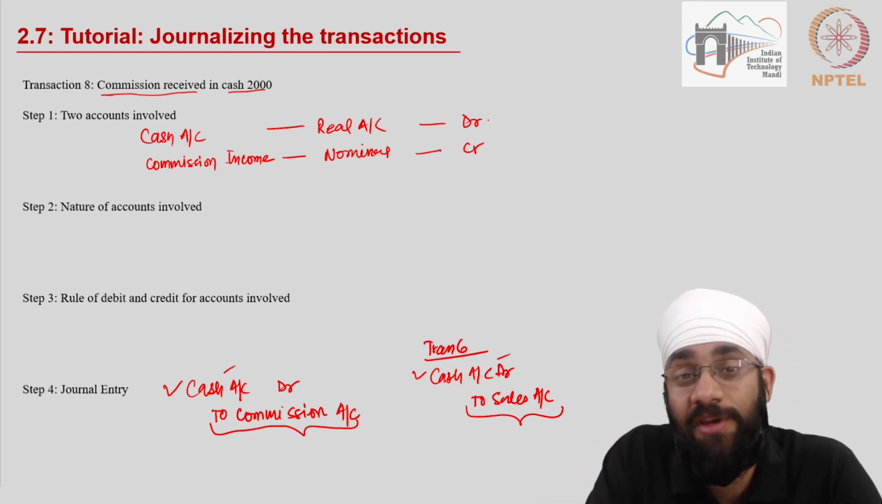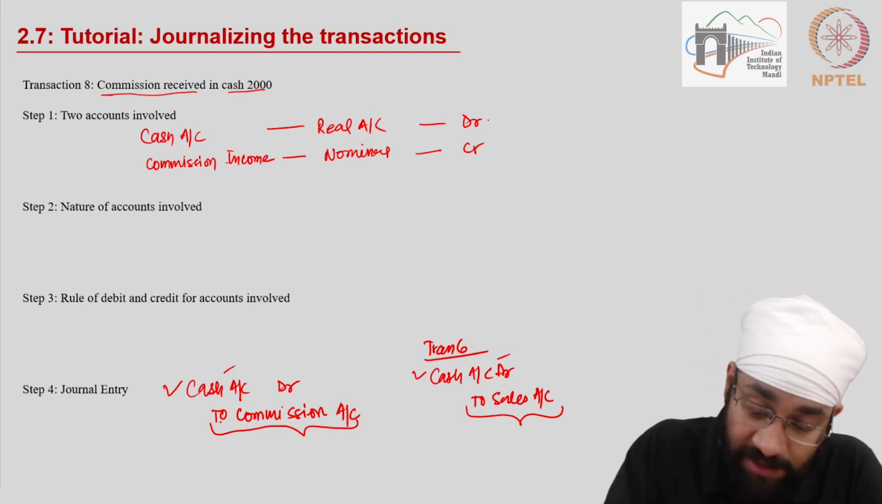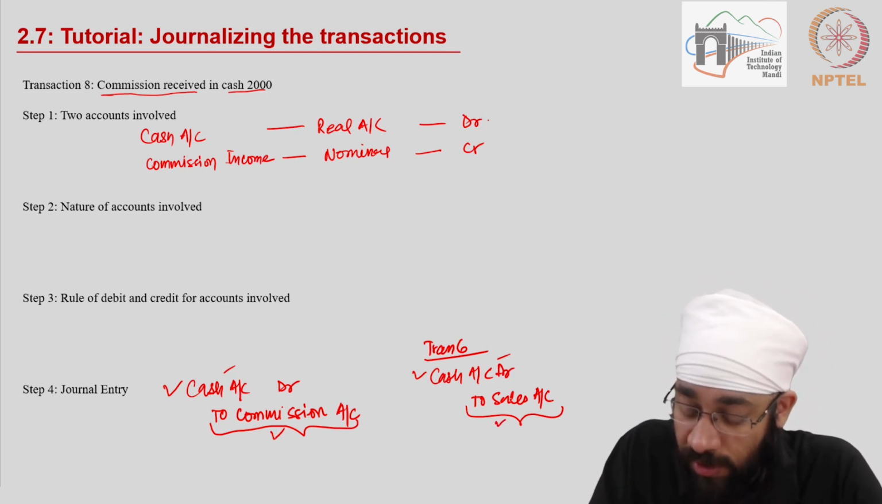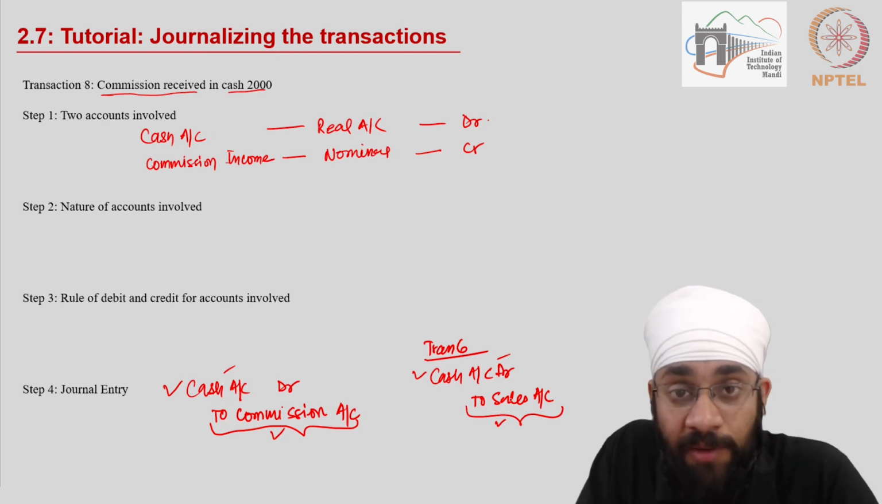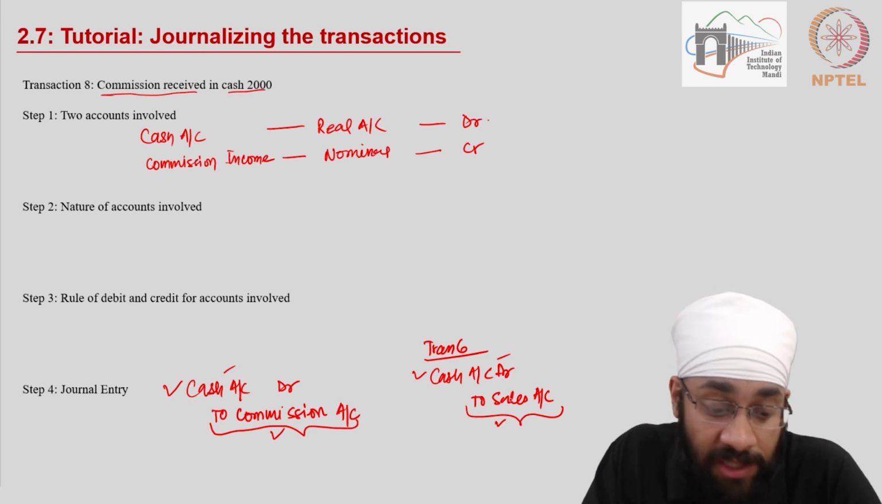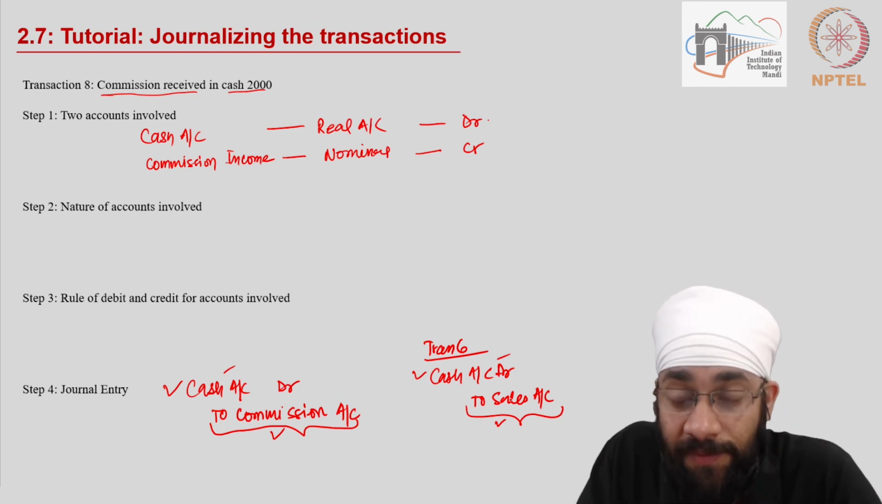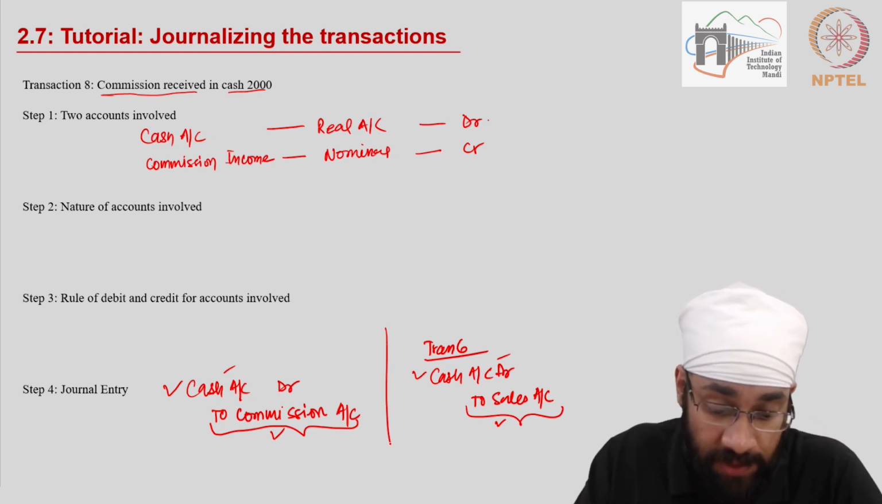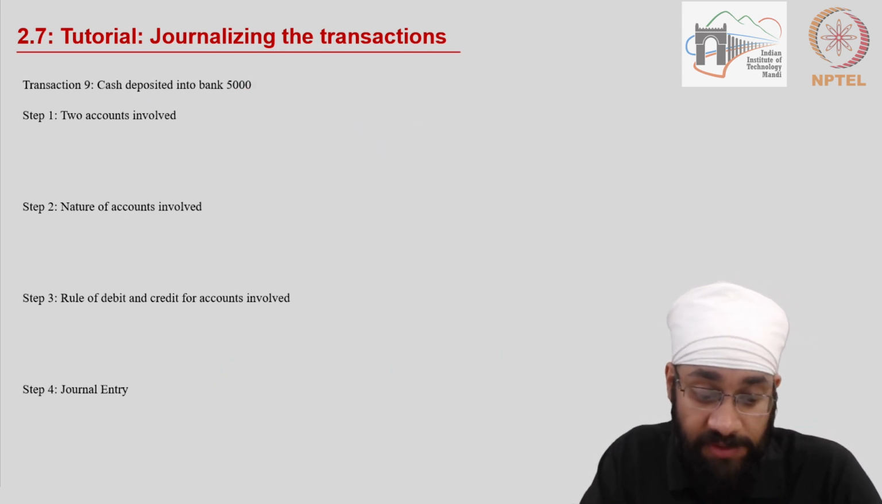What is the reason for cash coming in? Well, the reason is there is an income. What is the name of the income? It's either commission or sale or interest on a deposit or any other income by way of which the cash can come into the business. That's how you would analyze these transactions. All right, let me look at another transaction.